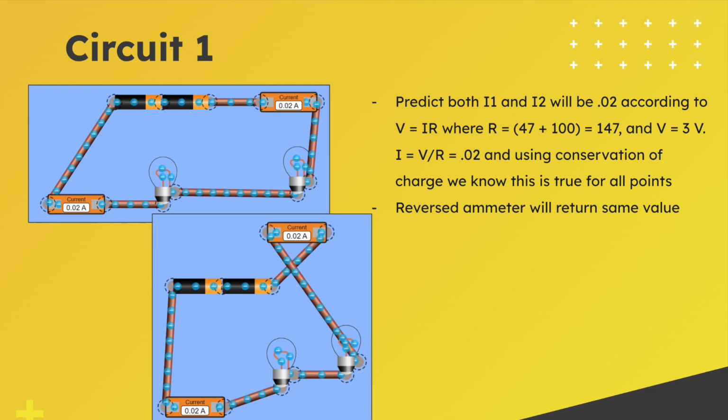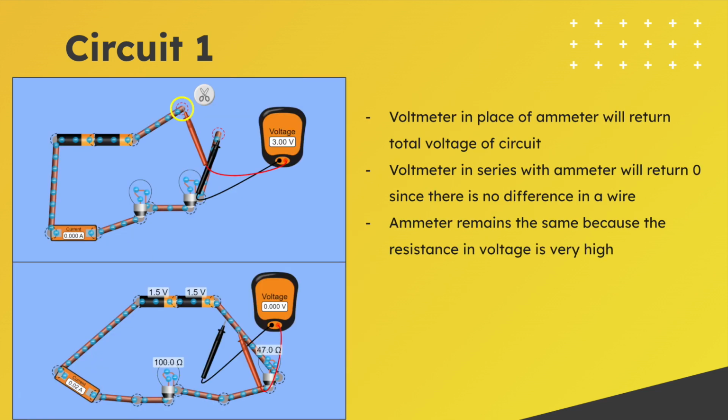Furthermore, by reversing the ammeter in the circuit, the ammeter will read the same current, because, using the equation I equals V over R once again, we know that the direction of the current flow does not influence the magnitude of the current. A voltmeter placed in the place of an ammeter will return the total voltage of a circuit, because a voltmeter has a very large resistance and so no charges flow through it.